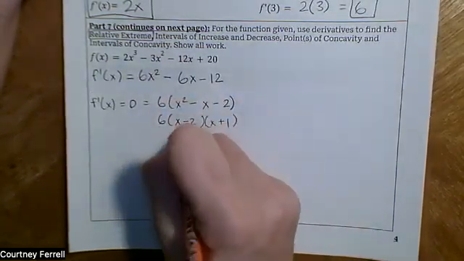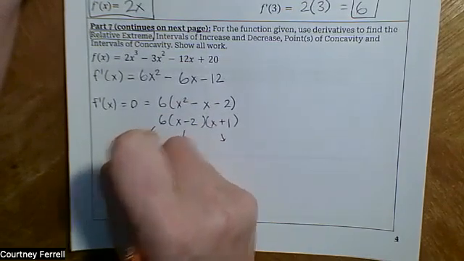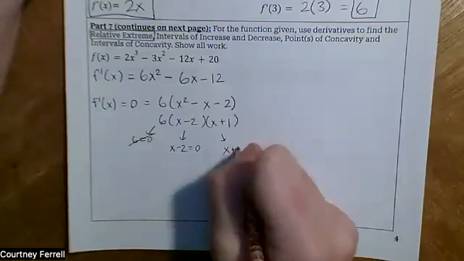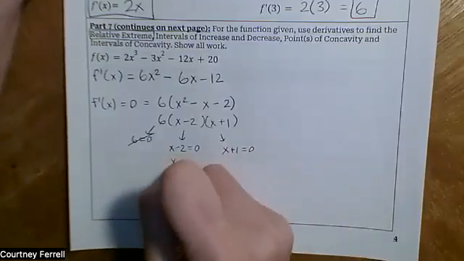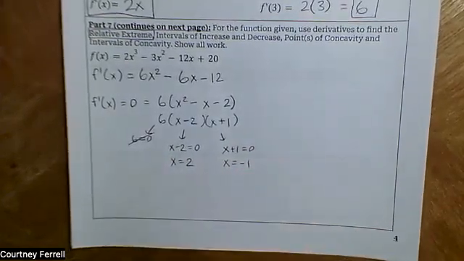Okay, we're going to set these 3 pieces equal to 0. Well, we don't really need to say 6 equals 0 because we're just going to throw that out since it's false, but we could write it if we want to. Okay, so one of them is x equals 2, and one of them is x equals negative 1.